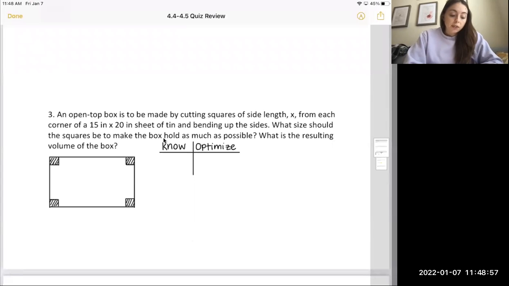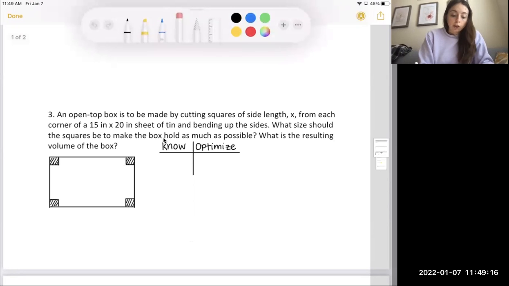So in this problem, we have an open top box, which is to be made by cutting squares of side length X from each corner of a 15-inch by 20-inch sheet of tin and bending up the sides. We need to figure out what size the square should be to make the box hold as much as possible. And then what is the resulting volume of the box?